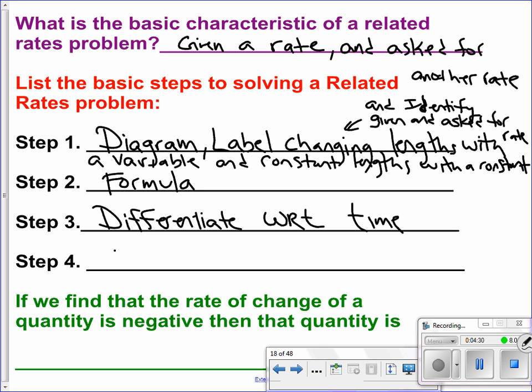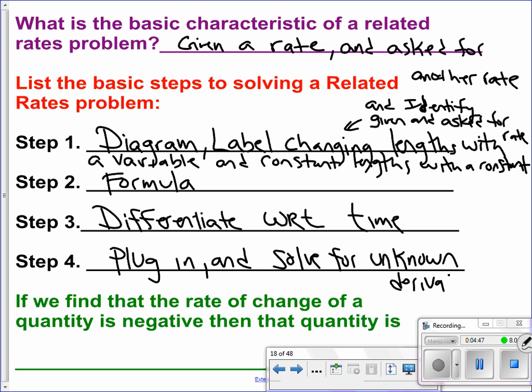So that's when I say plug in and solve for the unknown derivative. Plug in everything they gave you and solve for the unknown derivative. So you're just going to wind up with an answer where the units are a ratio. Under step 3, differentiate with respect to time. So everything is never with respect to x, always with respect to time.